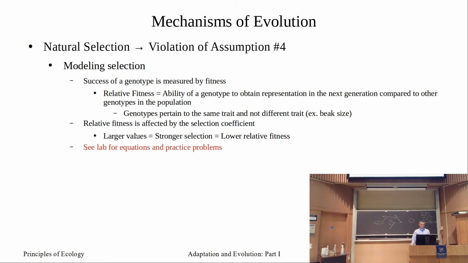Relative fitness is affected by the selection coefficient. So the larger the values of our selection coefficient, the stronger the selection that we have. And the stronger the selection against that trait means we have a lower fitness overall. So they're very much related. You'll see it in the lab. I have a table that shows that relationship and shows how you can take your selection coefficient, integrate it into the Hardy-Weinberg, and that relates to our fitness. So I do have this where it says C lab for equations and for practice problems.